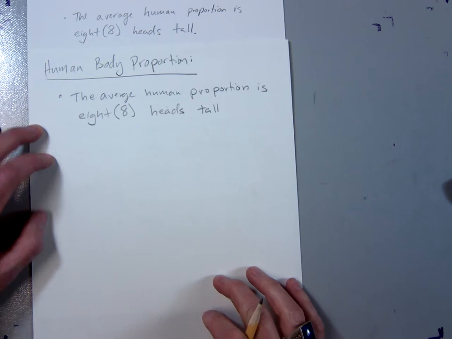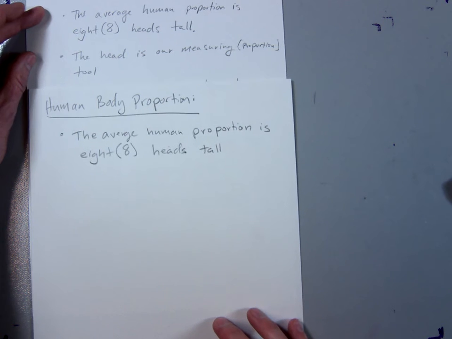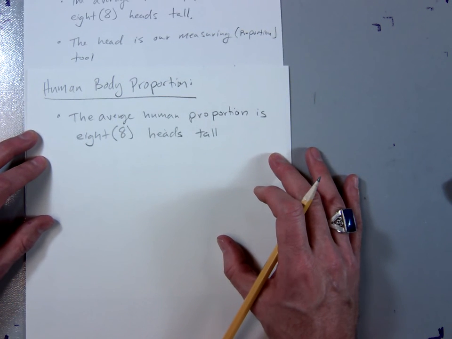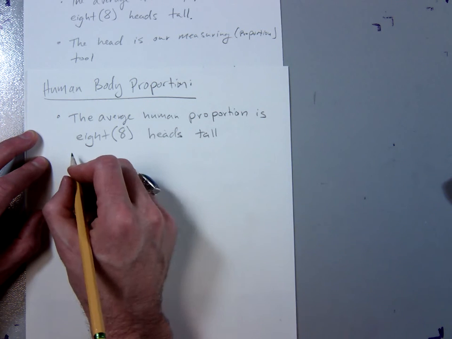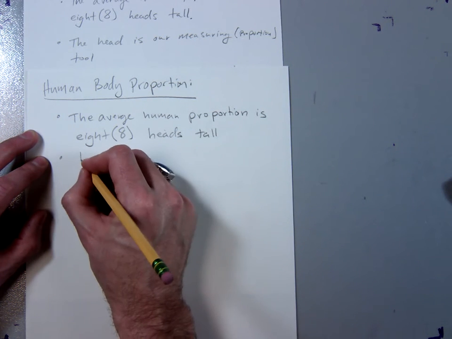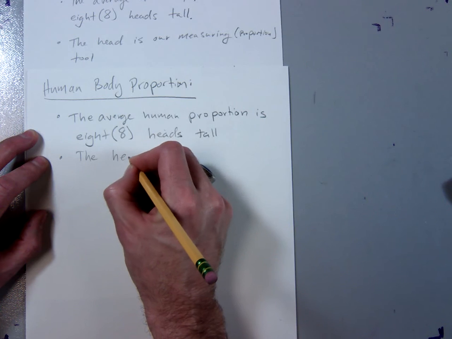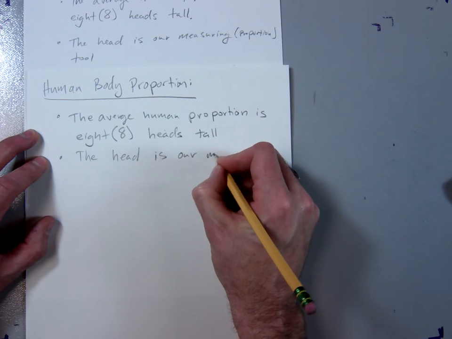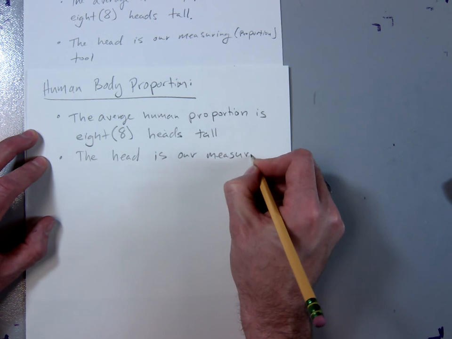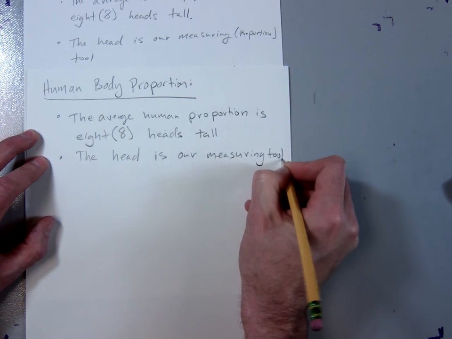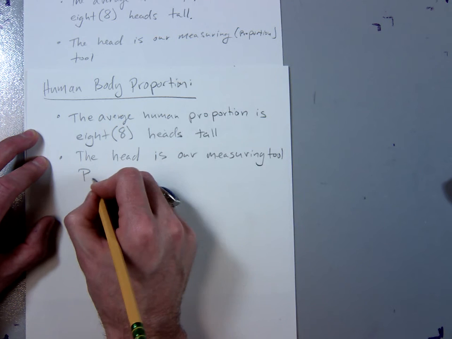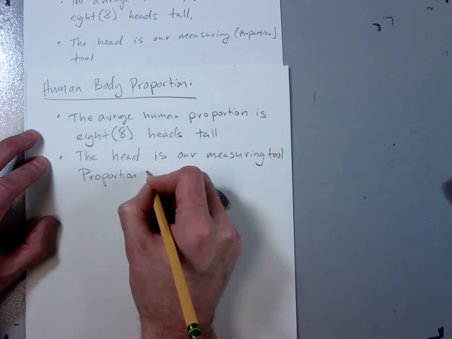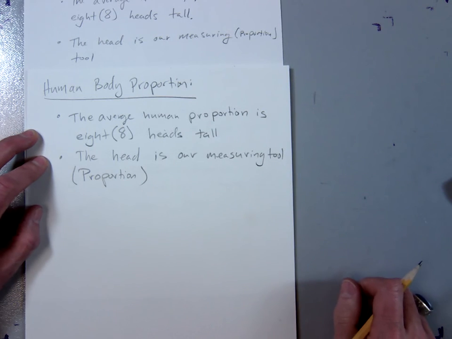All right, so coming along with that brings the next piece. We need to figure out how we're going to arrange our proportions, right? So to measure out our proportions, the head is our measuring tool. Okay, and that's going to give us the correct proportion, because that's what we're going to use to do our proportions.